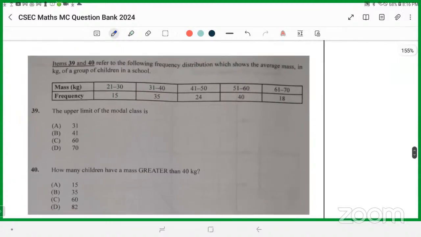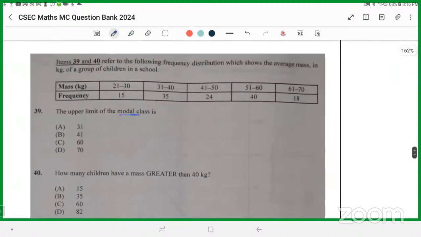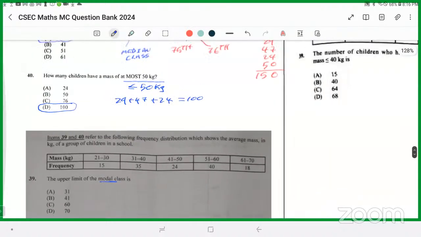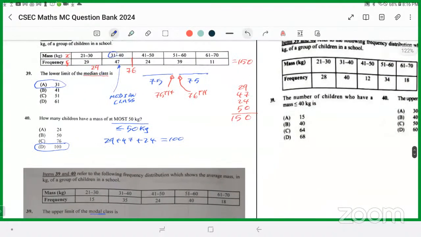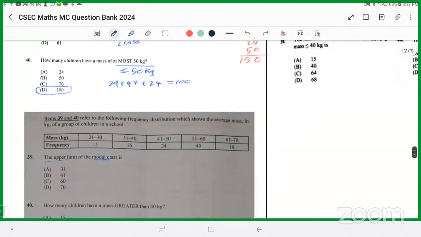Again, there are two questions with this data. It says show the average mass of the children. Again, what is the upper limit? See, they say modal class now. I think that's what they wanted to say up here, and then they made a mistake and put the word median. Upper limit this time of the modal class.